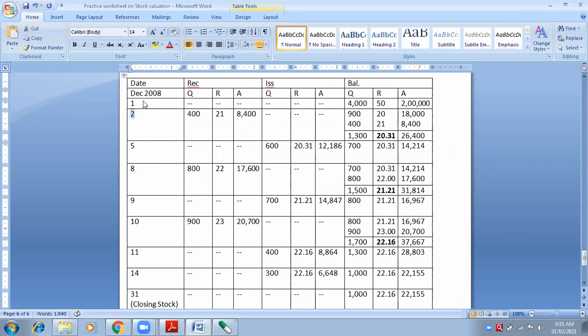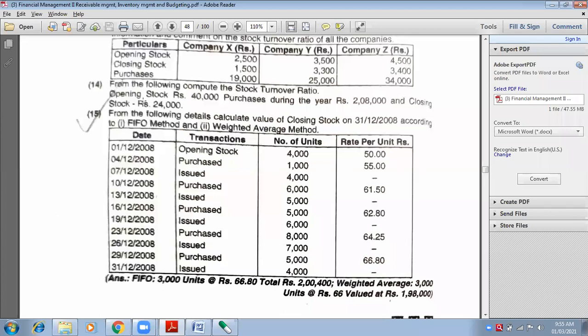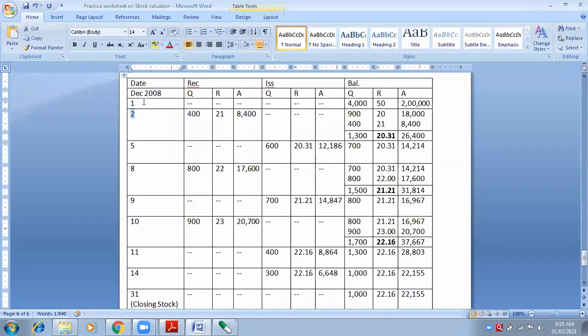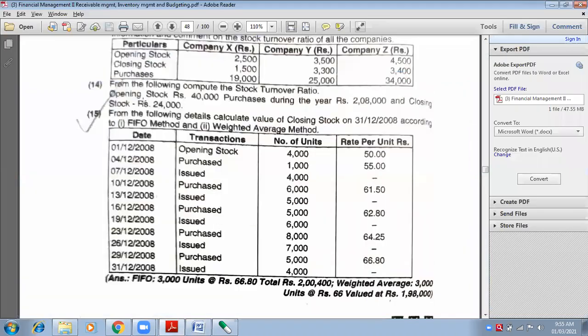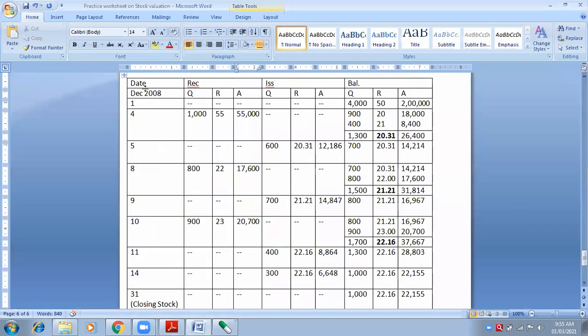Okay. Next we have the fourth date. Purchased 1,000 units at the rate 55. So what should be the amount? 55,000. Very good. Issue column will be nil and we will write the balance column. 4,000 units will be brought down at the rate 50 per unit, 2 lakhs amount.